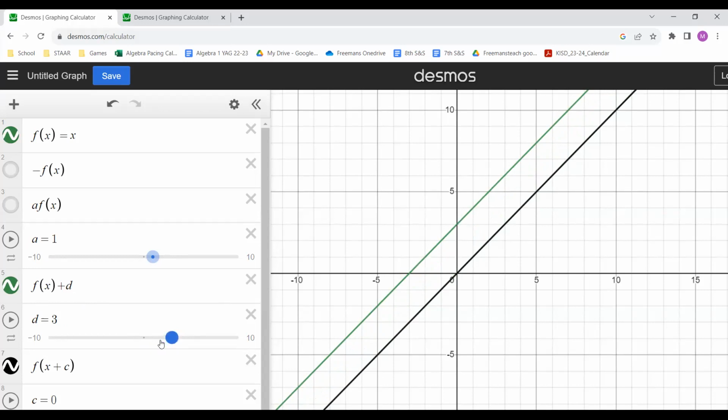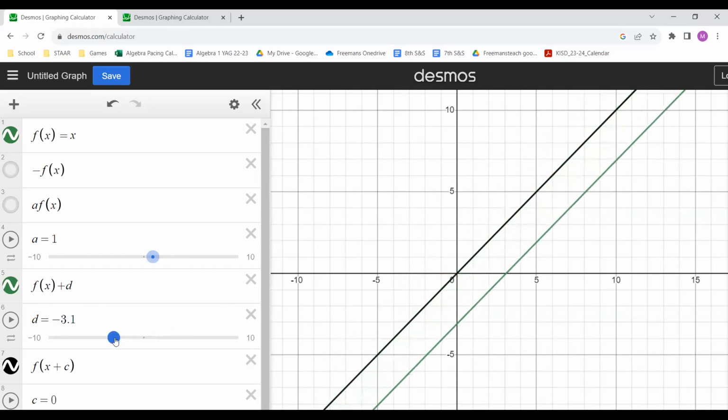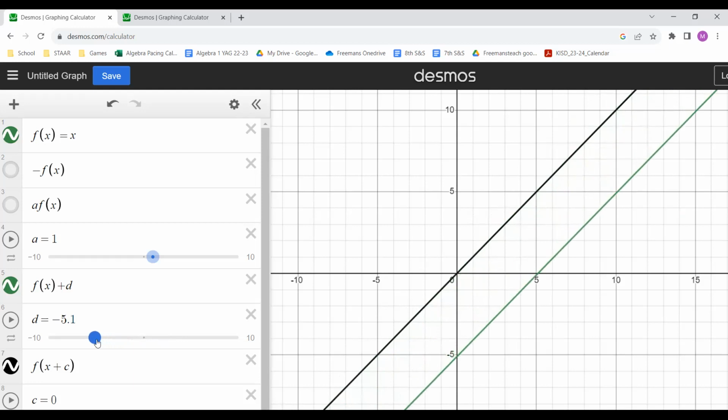Let's see what happens when it's negative. If I subtract the number, it only makes it go down, right? If it's -5, that means my line is now shifted 5 spots down. Okay. So back to our notes.